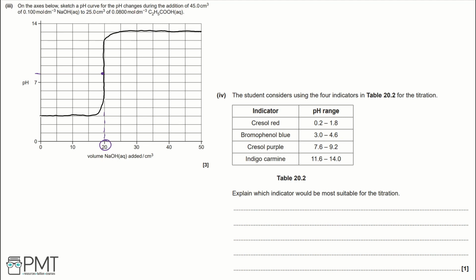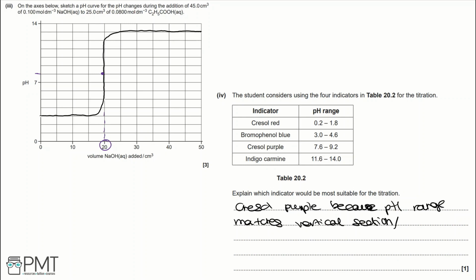Part 4. The student considers using the 4 indicators in table 20.2 for the titration. Explain which indicator would be most suitable for the titration. So for this titration, Cresol purple would be the most suitable indicator, and that is because the pH range matches the vertical section or the equivalence point, because our equivalence point is above 7, or above a pH of 7, and the Cresol purple pH range is 7.6 to 9.2. So this is perfect for what we need for this titration.